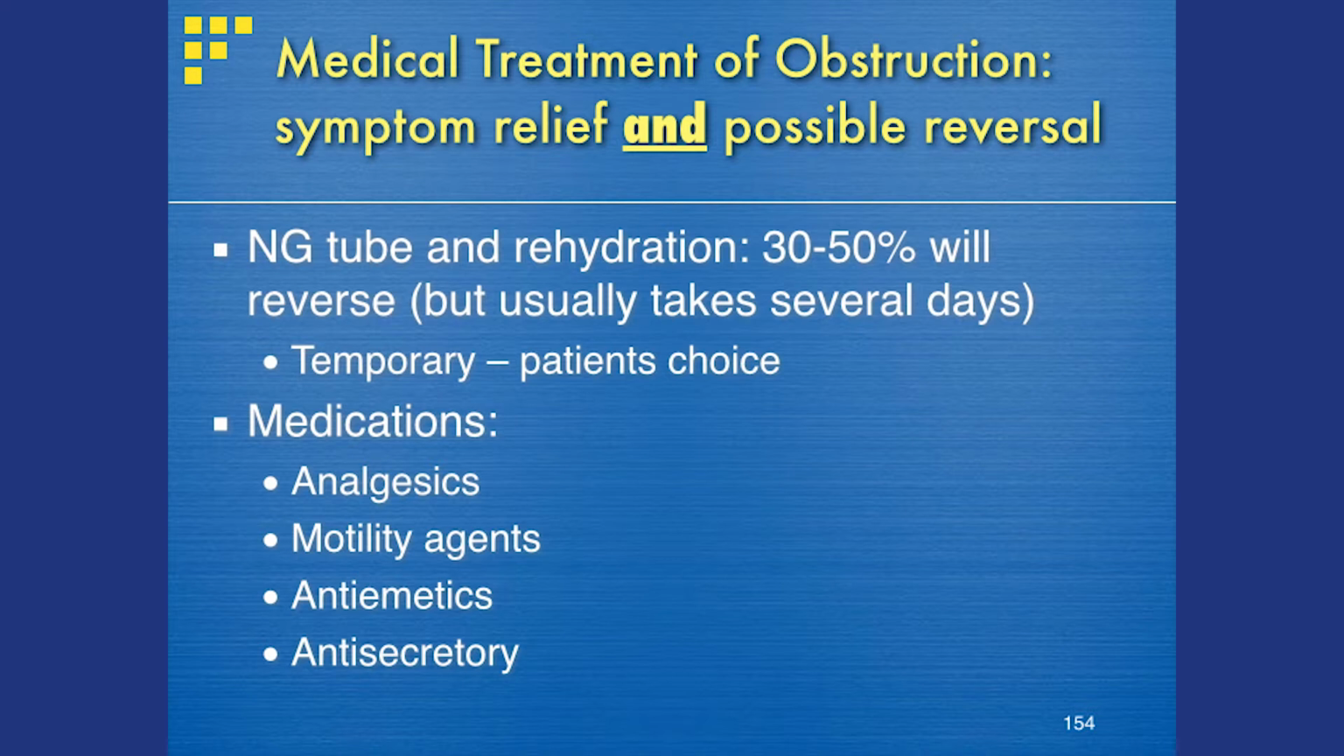Analgesics, we usually continue opioids by the usual parenteral route. You need to give them good pain control. If they really have colicky pain, you might try an anticholinergic to help that. Motility agents. This is an interesting thing.